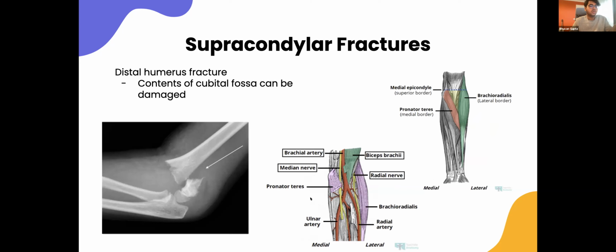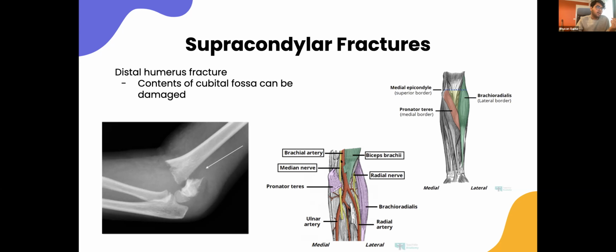So what's important to know about that elbow region is that it's pretty dense, and there are a lot of connections to it, right? So our arteries and our nerves. We'll have a look at it a bit later as well. But basically the idea here is that if we break our humerus at the distal end, then we can risk a lot of these structures, right? Because that fracture is going to be around about here, right?